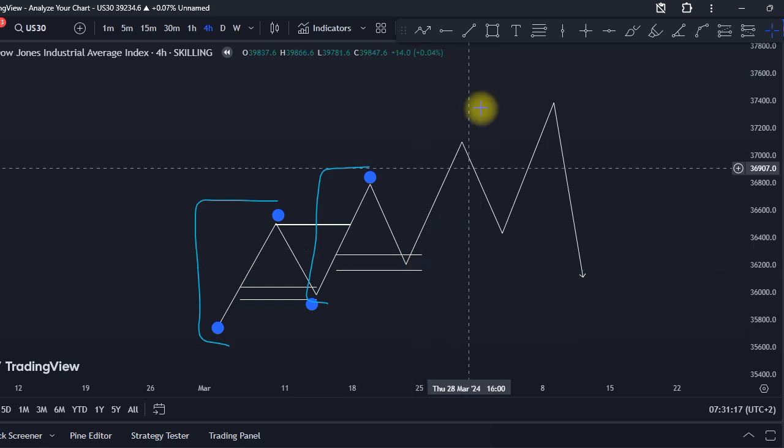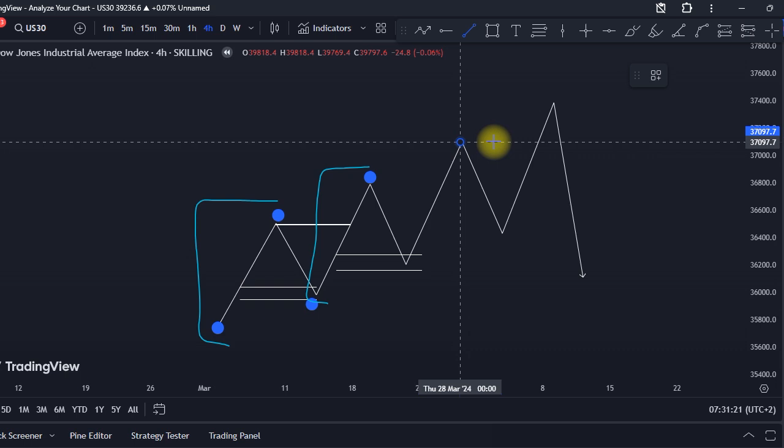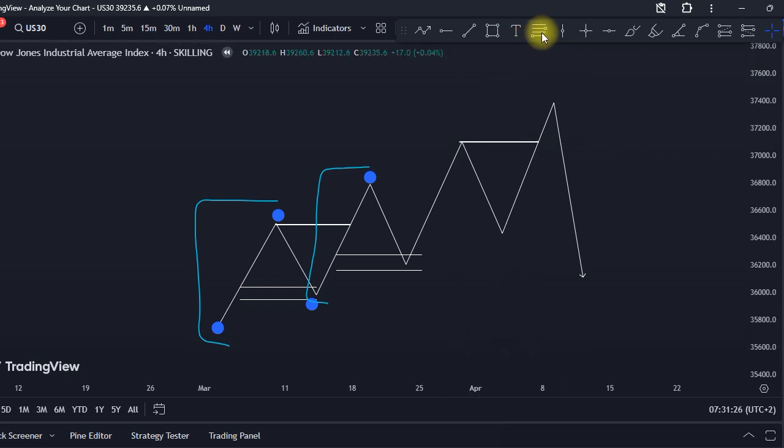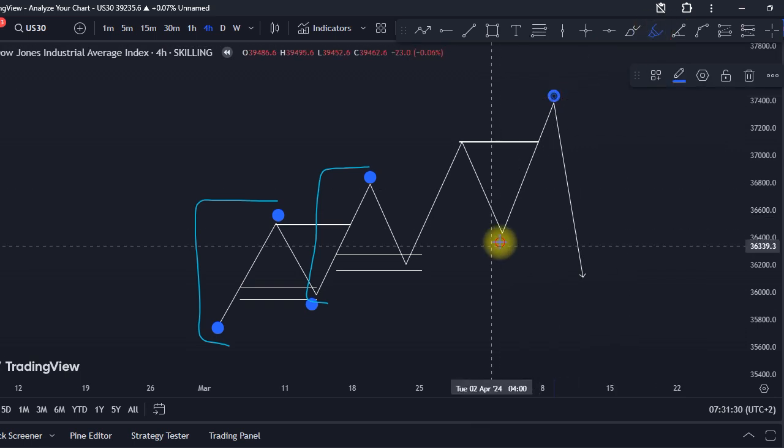Now the same thing continues up until we get to this point where we take out this high over here, and then we expect the market to retrace because our new range will be this high and this low.